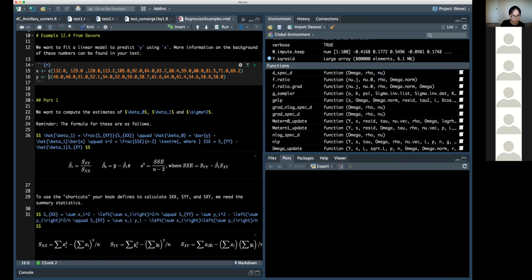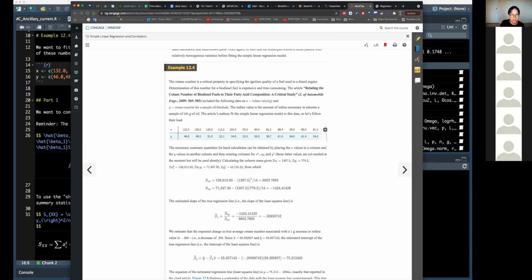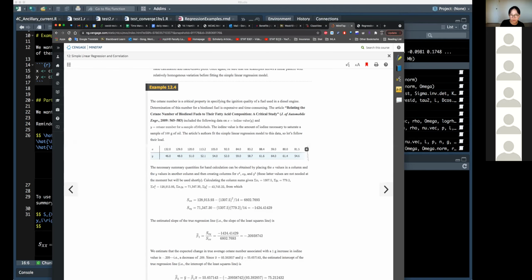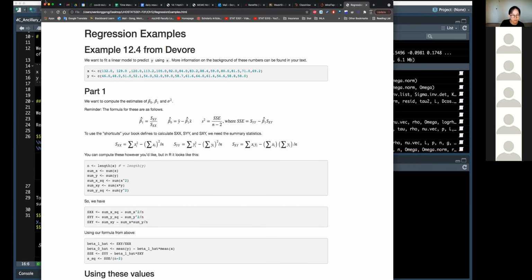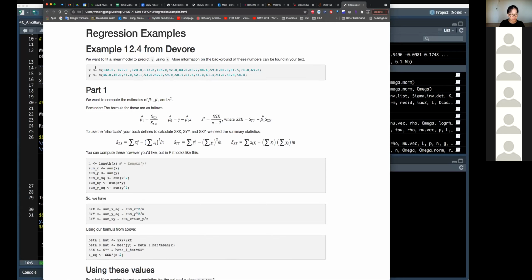And let's compute the estimate for beta 0. Oh sorry, I meant to do this from here. That's the raw code. I want to show you this output from that code. So we have this X vector, Y vector, and this is how you code it up in R.